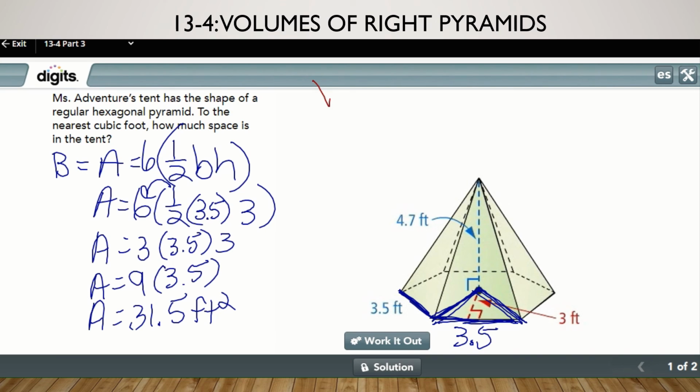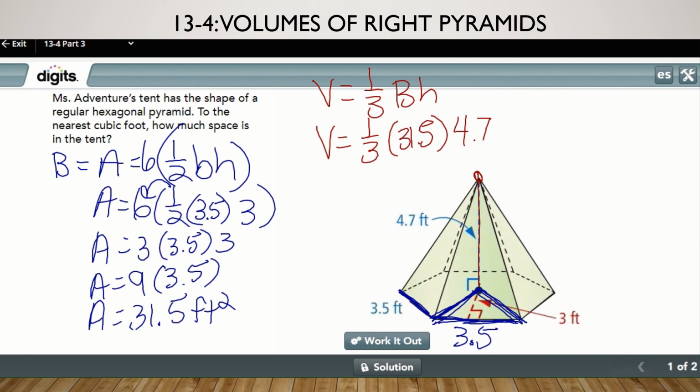Now I have to find the volume. Volume equals 1/3 area of the base times the height of the pyramid. Substitute in 31 5/10 for the area of the base. The height of the pyramid is from the very top straight down to the bottom, which is 4 7/10. And then you can multiply this however you want to. I'm going to go ahead and get 1/3 of 31 5/10, which is 10 5/10. And then I have to multiply that by 4 7/10. And I end up with 49 35/100. And that will be feet cubed.